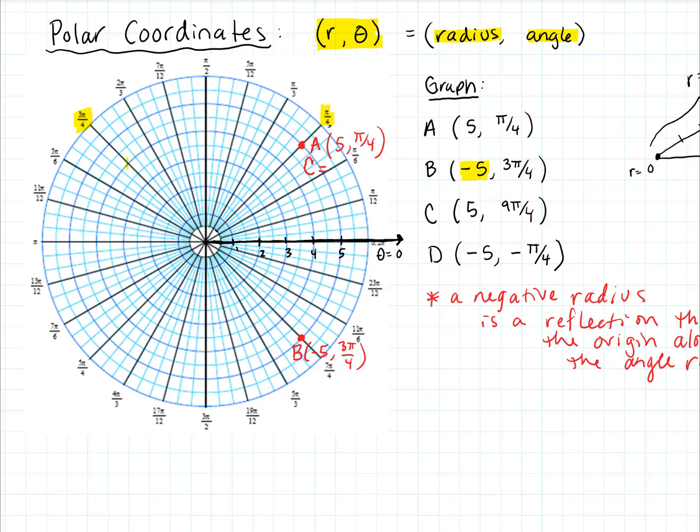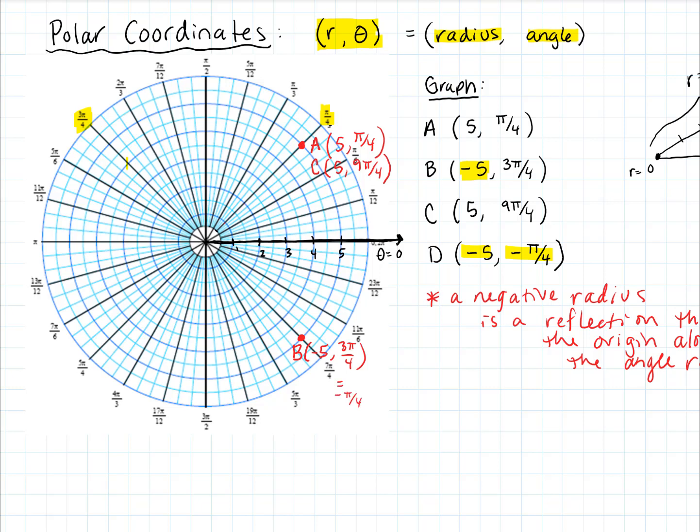So here we are, A. This point is also the point C, which is 5, 9 pi over 4, because we've gone one cycle all the way around. And then D equals negative 5, and then we could even have a negative radius and a negative angle. The negative angle is going to take me in a clockwise direction. So negative pi over 4. 7 pi over 4, by the way, is also equivalent to negative pi over 4.